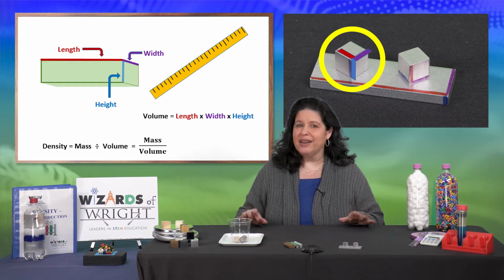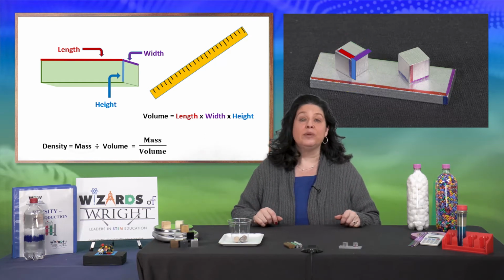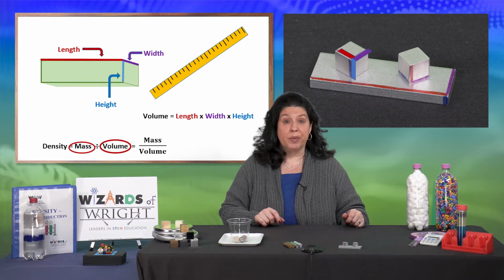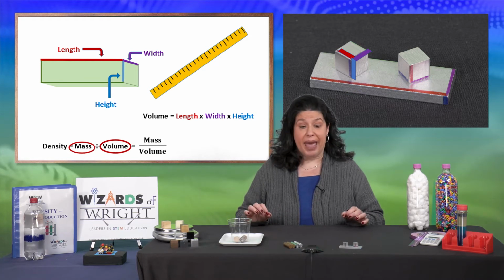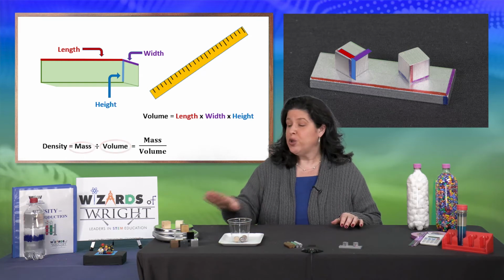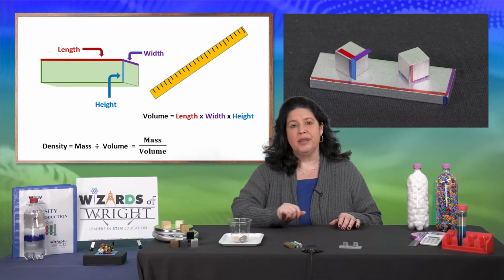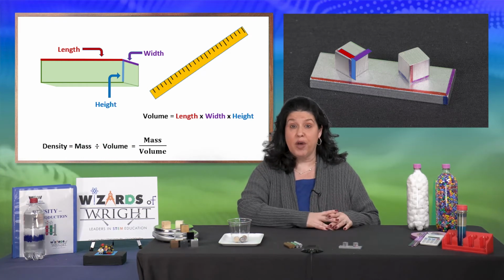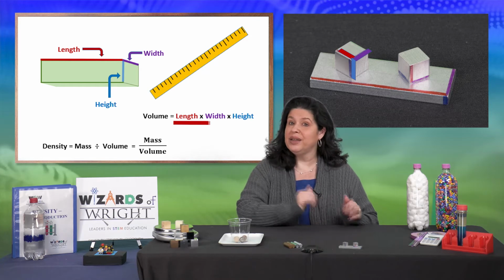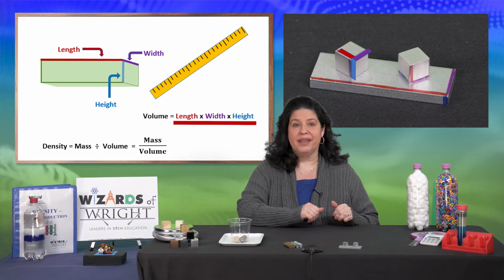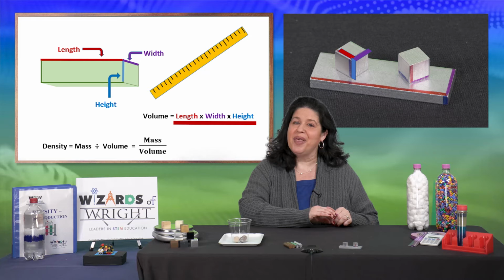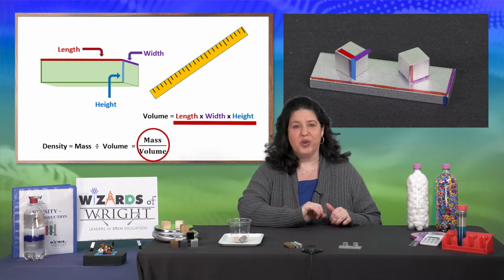How do you do that? Well, density equals mass divided by volume. So that means we need to find the mass and the volume. You can use the digital scales to find the mass. And then to find volume, multiply length times width times height. Then you can find the density, the mass divided by the volume.